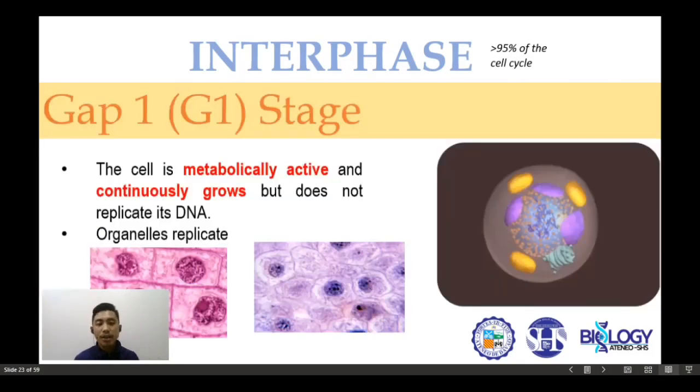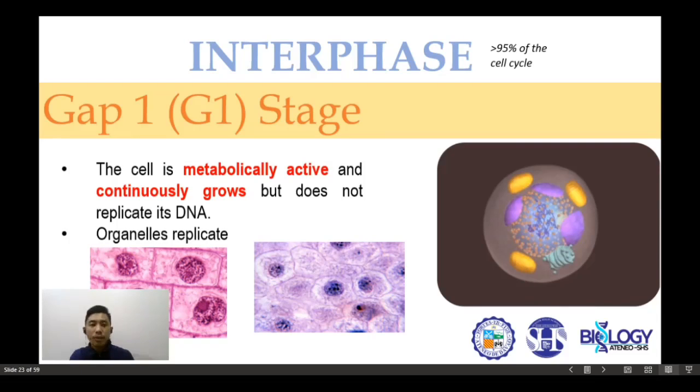In G1, the cell is metabolically active and is starting to grow. When I say grow, it becomes bigger, so it just increases in size. However, as it grows, there is no replication, meaning there is no duplication or increase in the DNA or the genetic material of the cell. Aside from that, the cell's organelles are also duplicated to give the same number of organelles in the produced daughter cells. By the way, the cells produced after the division are called daughter cells.